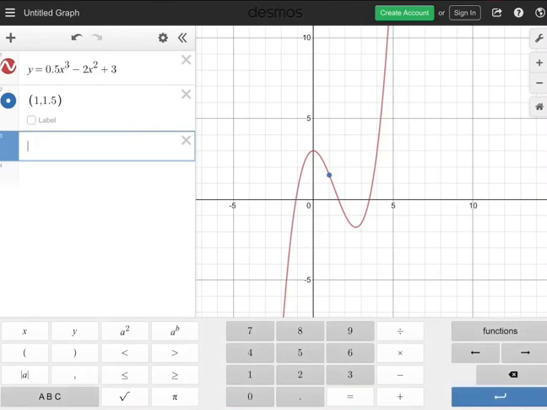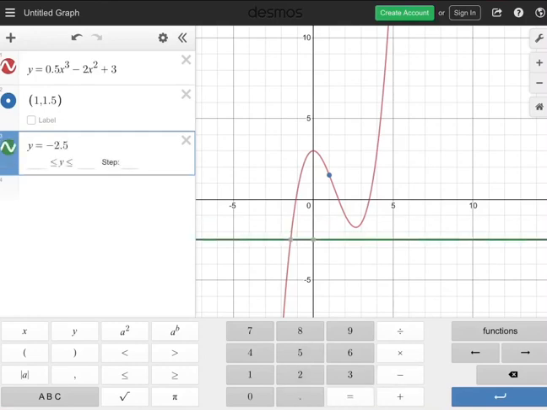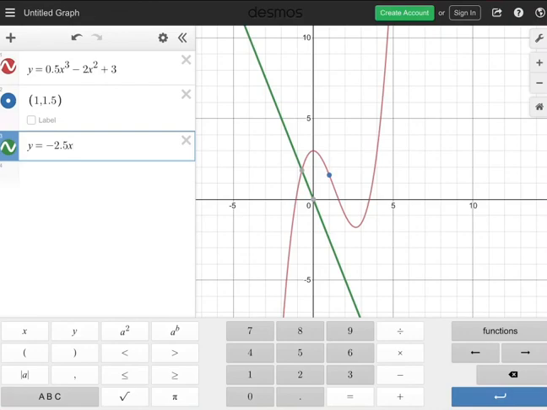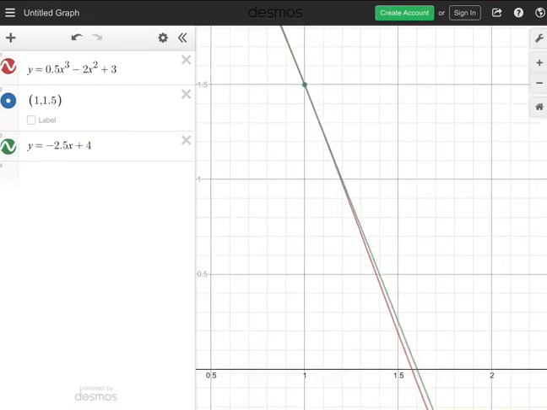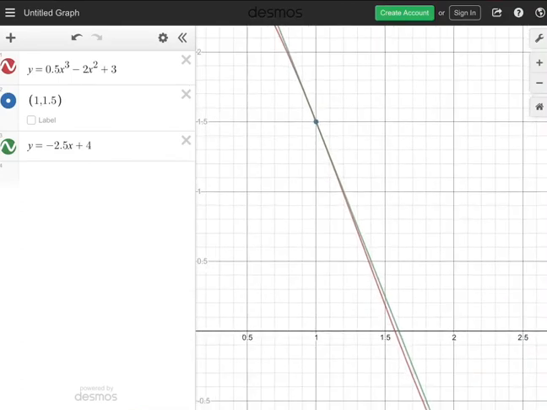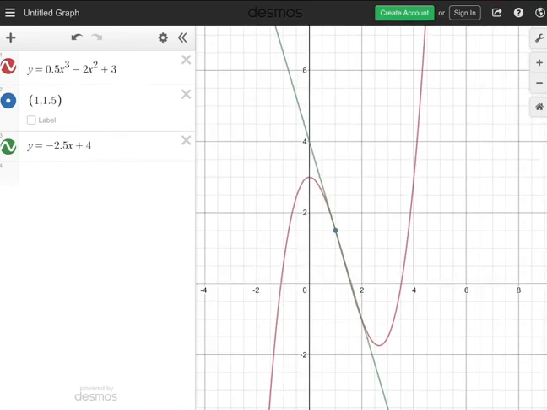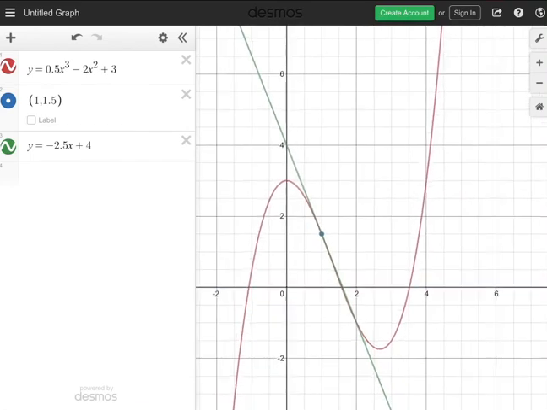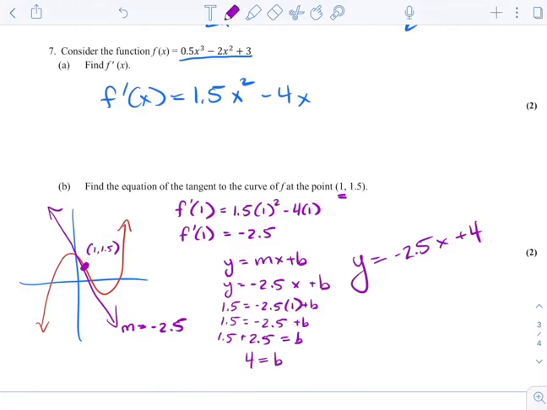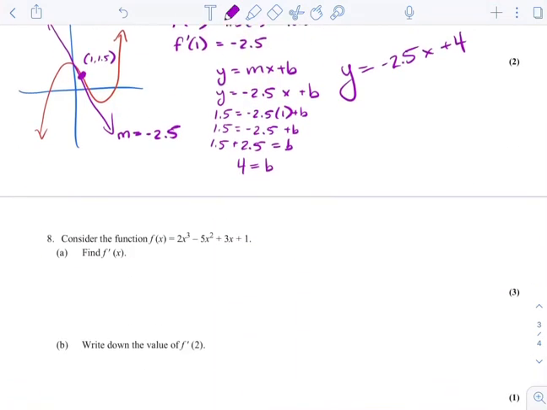So y is equal to, we said, negative 2.5x plus 4. And you can see that this is the tangent line at that point. Notice that the green line is always above that line. In this case, the tangent line happens to be above. And that's the equation of that tangent line at the point (1, 1.5). So that's the idea with that one. Let's look at some more here.